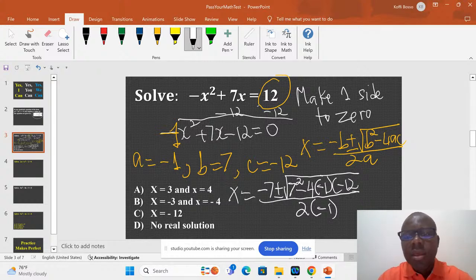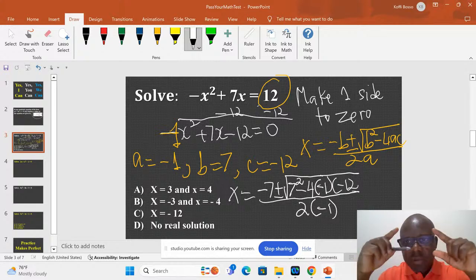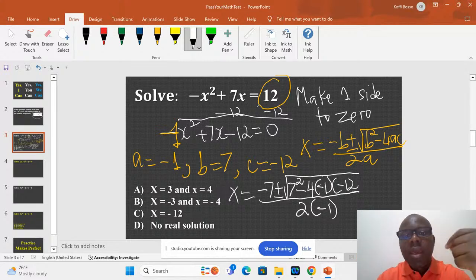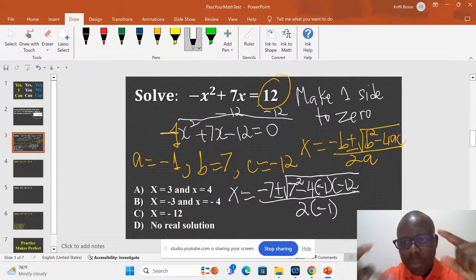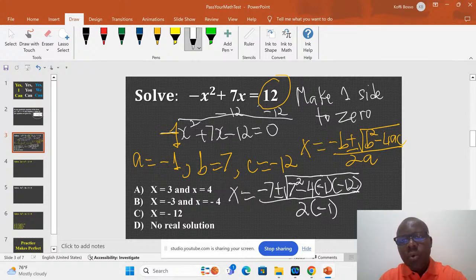Minus 4AC means A multiplied by C. And the A value here is negative 1, and I put it in parentheses so as to avoid mistakes. And the same thing, C is negative 12. I put it in parentheses. Divided by 2A. The 2A means 2 multiplied by A, which is negative 1. I put it in parentheses.